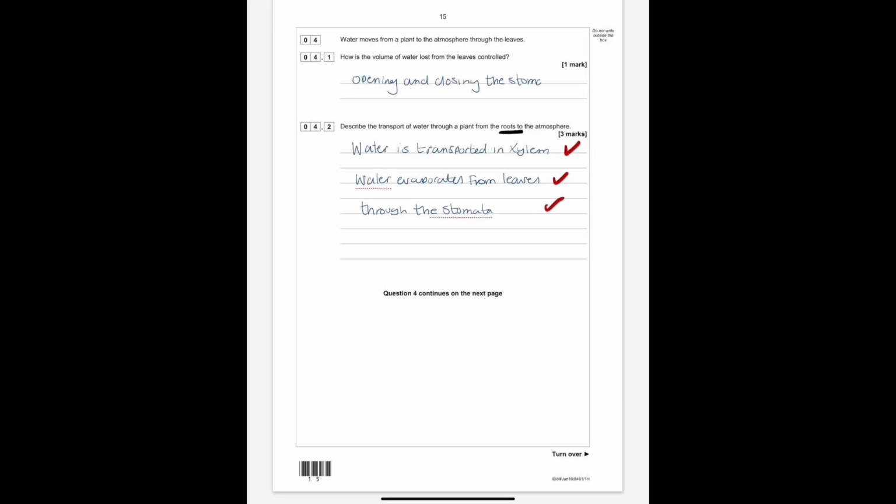Now for this question over here, if you write down water evaporates, that's perfectly fine, but you can also write down loss of water vapor, and you can write down through the stomata or between the guard cells. Okay, but what I've written over here is one of the most obvious answers and easiest ones that you could write down. I didn't want to make it too complicated.